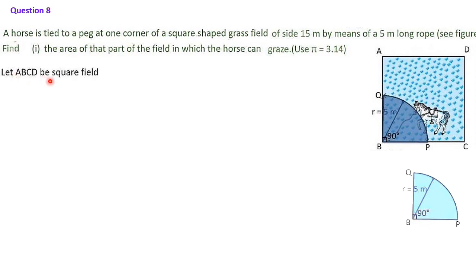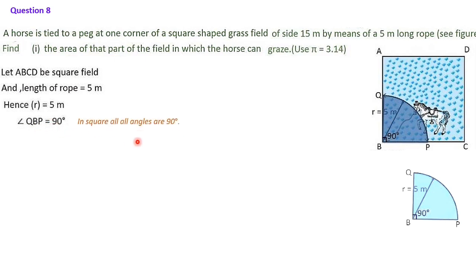Let ABCD be a square field and the length of the rope is 5 meter. These are the given things. So length of the rope 5 meter means, in the sector case, we can take radius as 5 meter. Then angle QBP is equal to 90 degree, the reason being that in a square all angles are 90 degree.